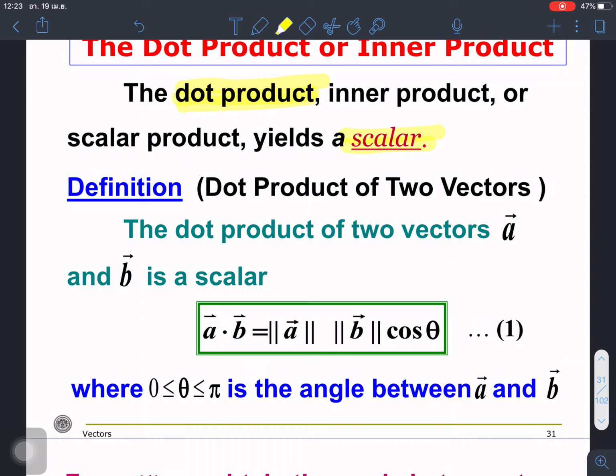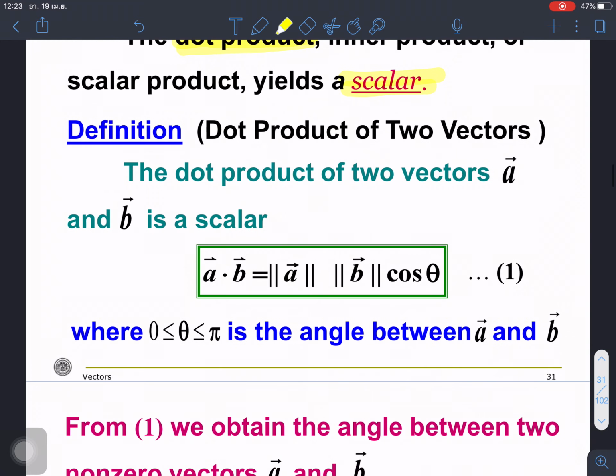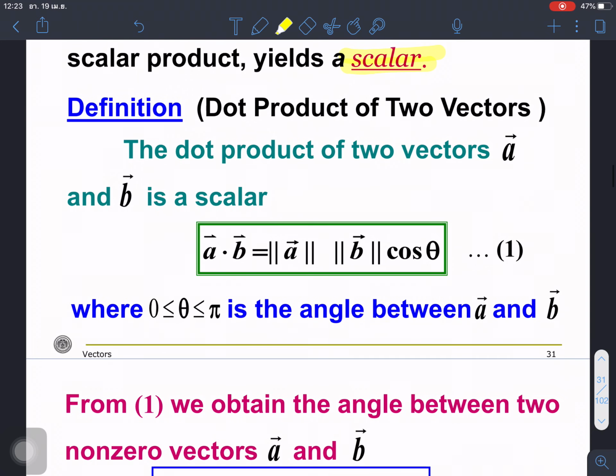There is another case you can consider as a multiplication between vectors, which is the cross product, but that applies to three-dimensional vectors only. Anyway, let's just consider the dot product in this video clip.